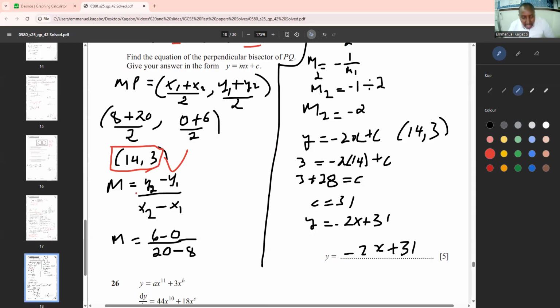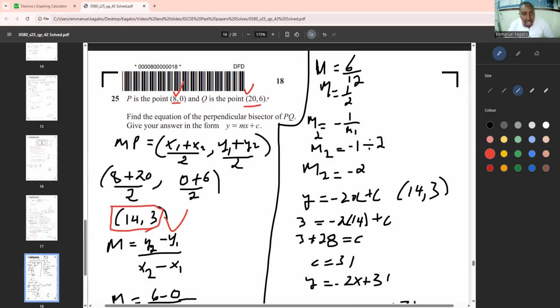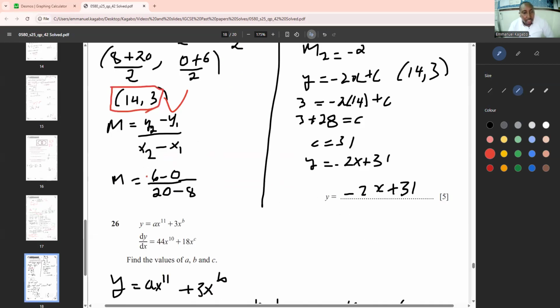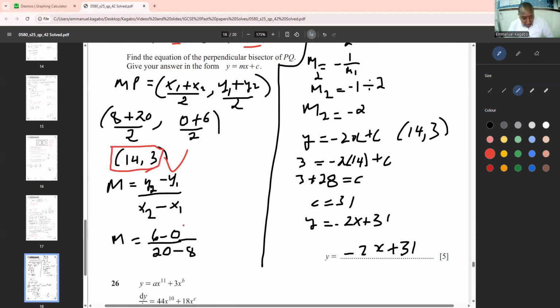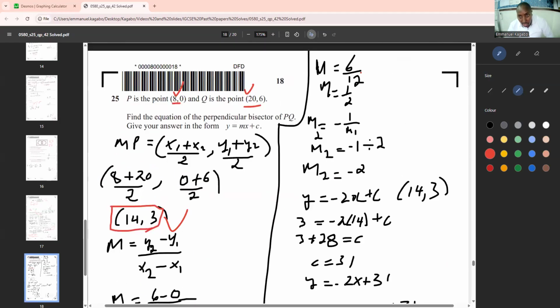Look for the gradient. Gradient is y2 minus y1 over x2 minus x1. So y2 is 6, y1 is 0, then x2 is that, and this is x1. So if you work it out, the gradient is going to be 6 over 12, so the gradient will be this. That's the gradient of the line. Now, I would like to draw something here. P, Q. Okay, are we together, guys? Good.